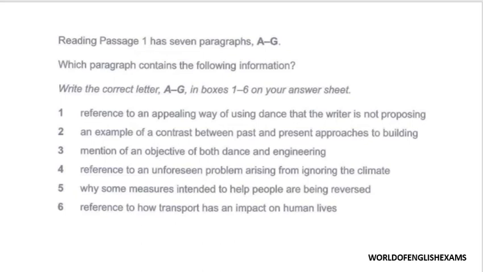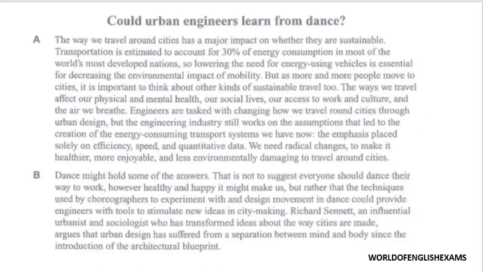And remember that if you can skim the paragraphs properly and make short notes in and around the paragraph, it becomes so easy to answer the rest of the questions. So let's start with paragraph A. The way we travel. "The way we" indicates human beings. The way we travel around the cities has a major impact on whether they are sustainable. You got a clue here. The way we travel, the method of transport. Travel can be given as transport, isn't it? And around cities has an impact on whether they are sustainable. So the paragraph is talking about transportation.